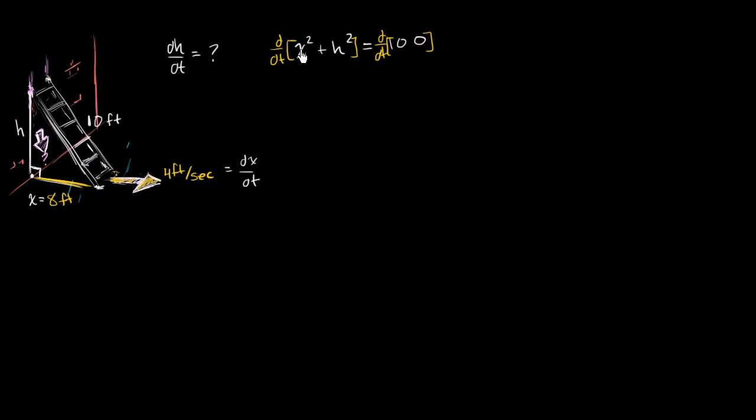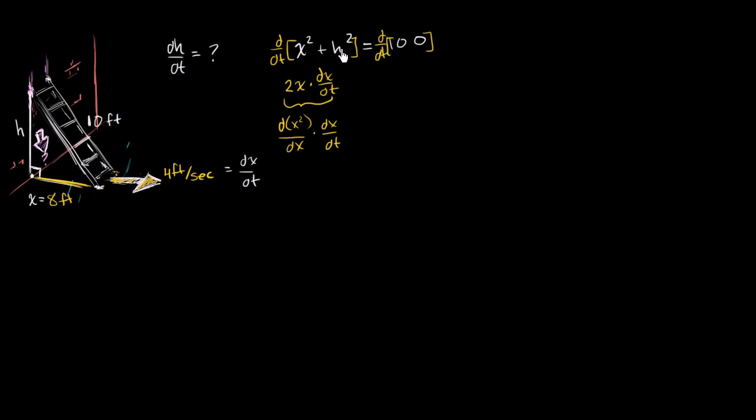Well, the derivative of x squared with respect to x is 2x, and we're going to have to multiply that times the derivative of x with respect to t, dx/dt. Just to be clear, this is a chain rule. This is the derivative of x squared with respect to x, which is 2x, times dx/dt to get the derivative of x squared with respect to time, just the chain rule.